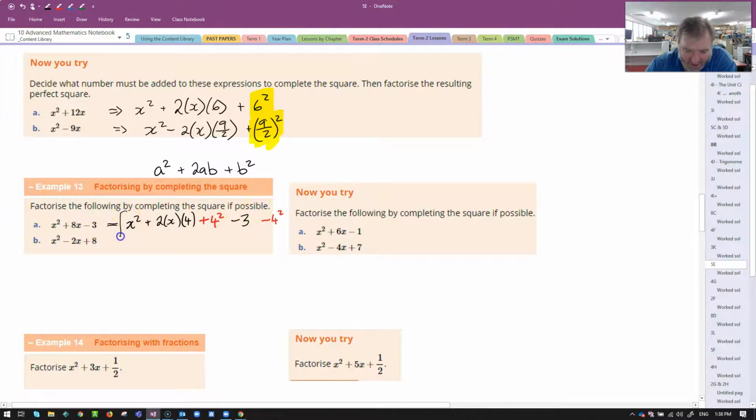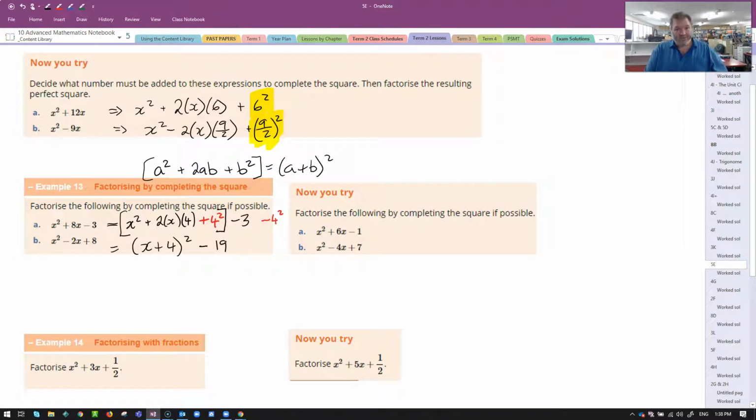Because this first bit is now in the form of a perfect square. There it is right there. That's the form of a perfect square. It's a perfect square because we can factorise that to just be a plus b all squared. So without thinking, that first bit now, I can just write as x plus 4 all squared. What are the leftover bits? Negative 3 minus another 16? Oh, that's negative 19.